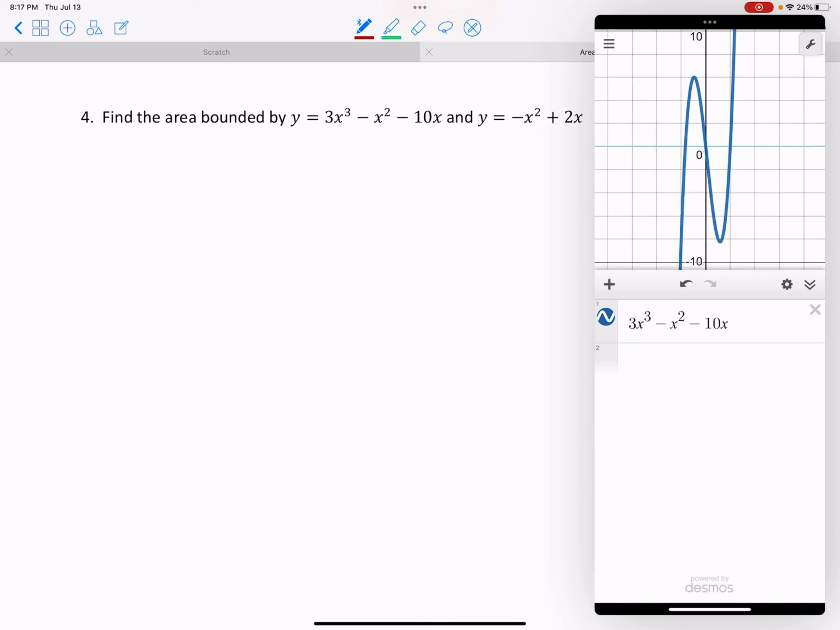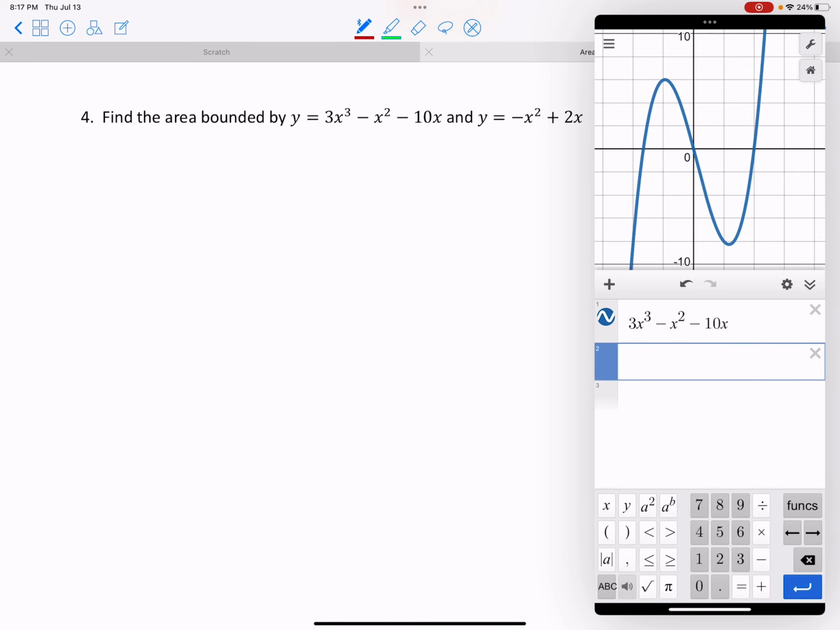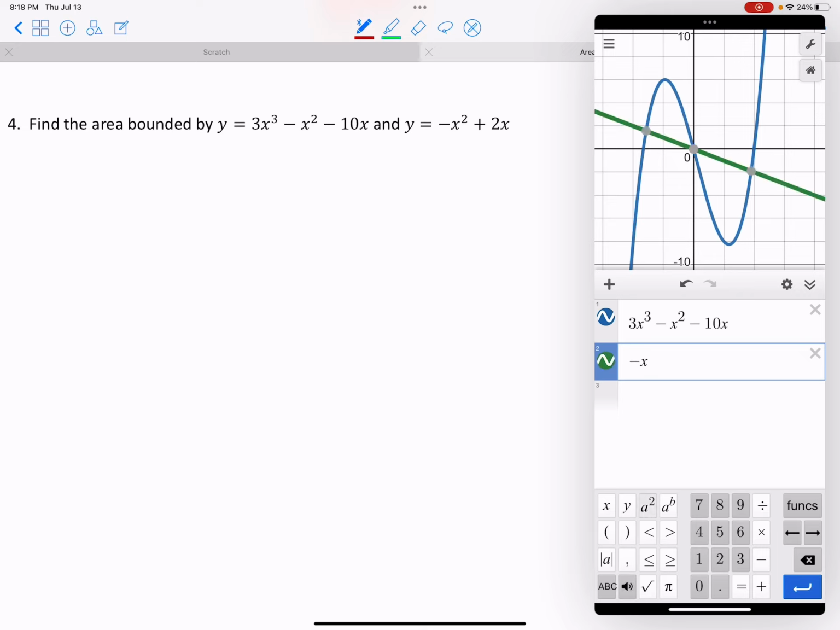Alright, so here's this graph, and we want to know the area that's bounded by that, and looks like we're going to have two areas here. Negative x squared plus 2x. Oops. Plus 2x. Fat fingers. Okay, yeah, we do have two separate areas here.